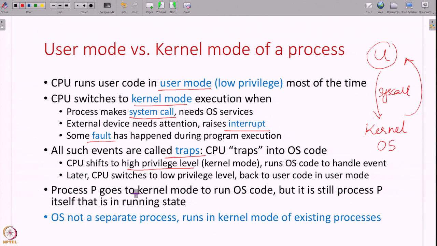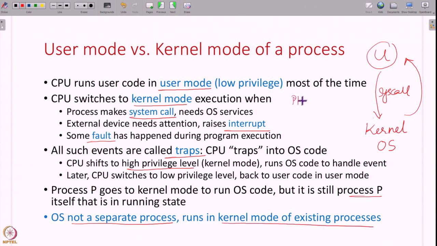So, when a process P goes into the kernel mode, okay, you have a process P that is running in user mode, it goes into the kernel mode to run OS code. At this point, we say that it is the same process P that is still running, but this process P is running in kernel mode, right? So, an important subtle point to understand is that the operating system is not a separate process necessarily, but any process can go into kernel mode and run operating system code, right?